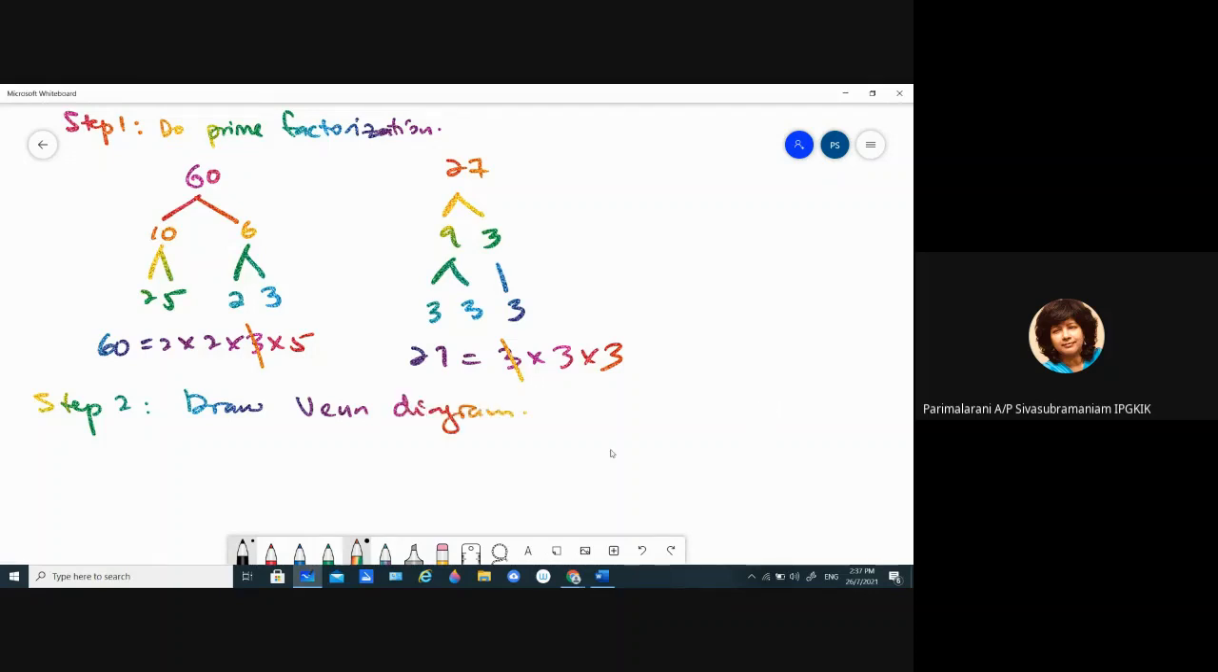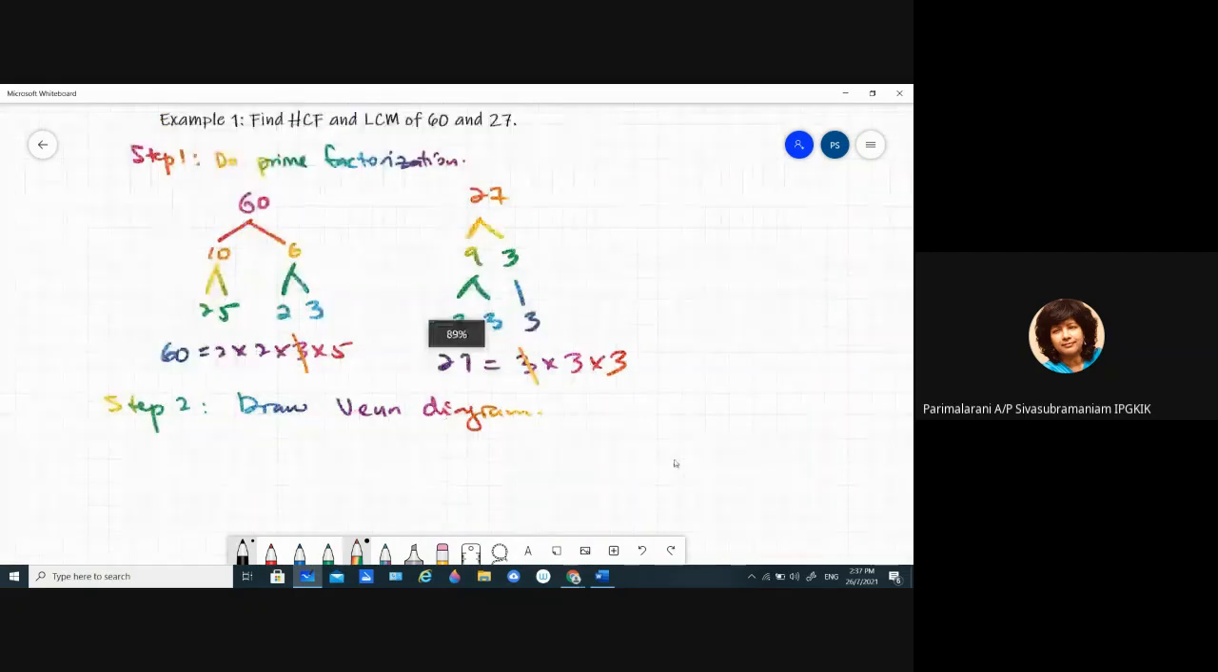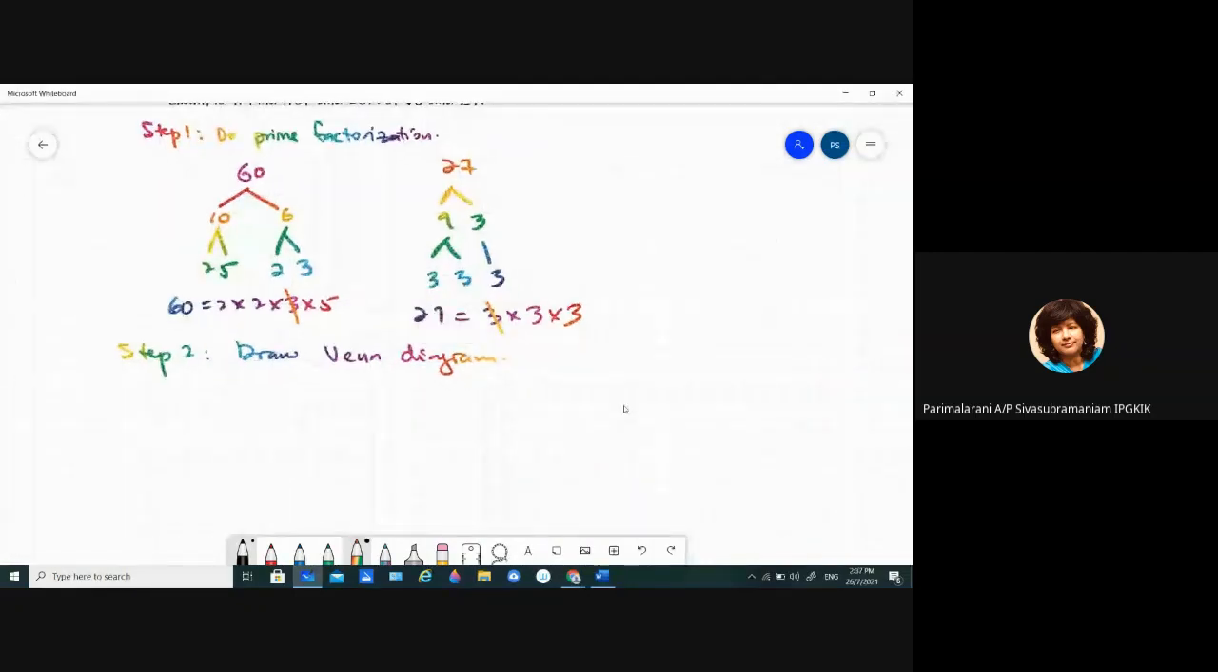Okay, so how are we going to draw the Venn diagram? I'll make it a little bit smaller for you, okay? We're going to draw the Venn diagram. We have two numbers here, and both the numbers overlap because they have a common factor, okay? So we're going to draw one circle and another circle here, okay?